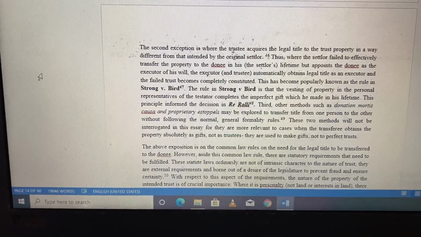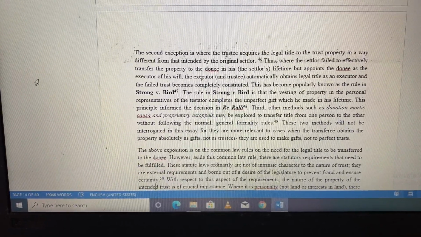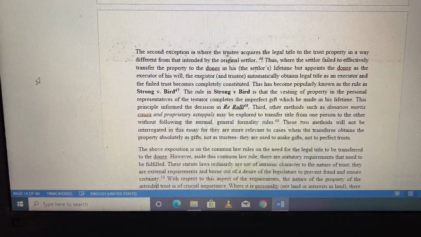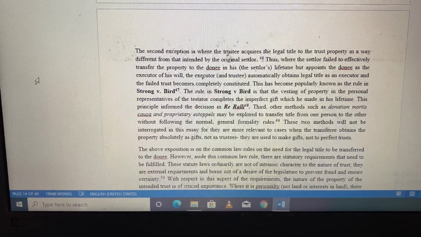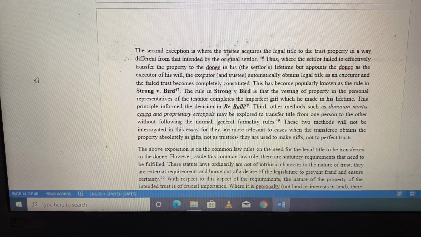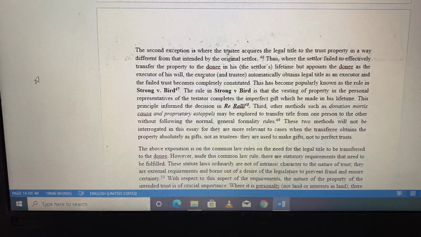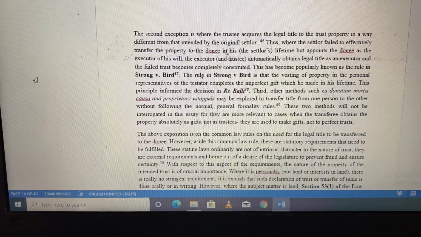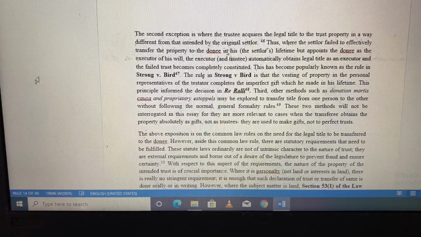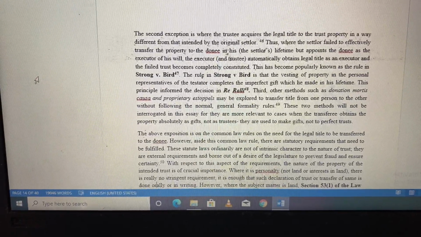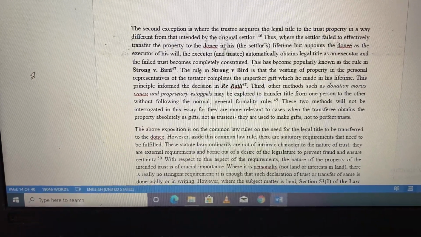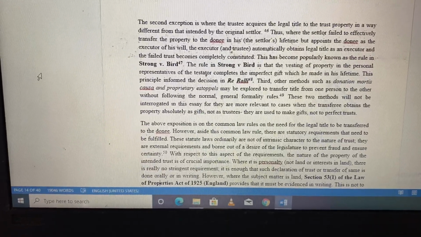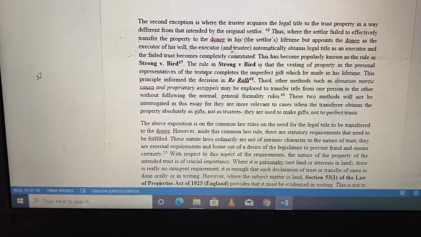fulfilled. These statute laws ordinarily are not of an original or intrinsic character to the nature of trust. Instead, they are external requirements, made because the legislature wants to prevent fraud and also ensure certainty. So, with respect to this aspect of the requirements, the nature of the property of the intended trust is also of crucial importance. Where it is personalty, that is, no land or interest in land, you don't really have any stringent or elaborate requirement like that.